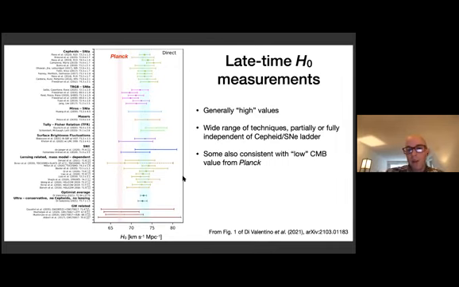What I want you to take away from this is that, generally speaking, these other methods are giving us high values, high relative to Planck. There are some of these measurements that are consistent with Planck, though. They're not all in tension. This is an extremely active area of research, and over the next months to years timescale, there's going to be a lot of improvement on the lower part of this plot. So we'll have many independent checks on the distance ladder value.